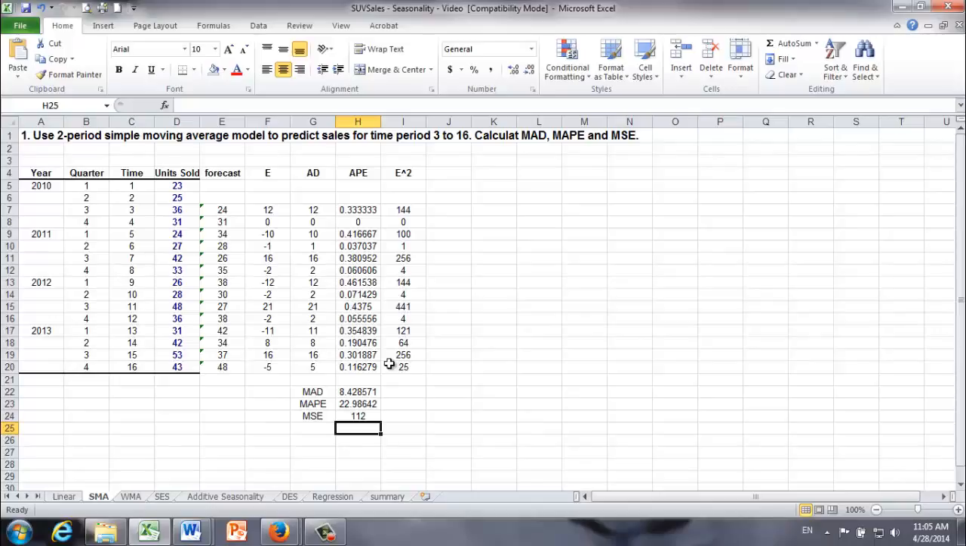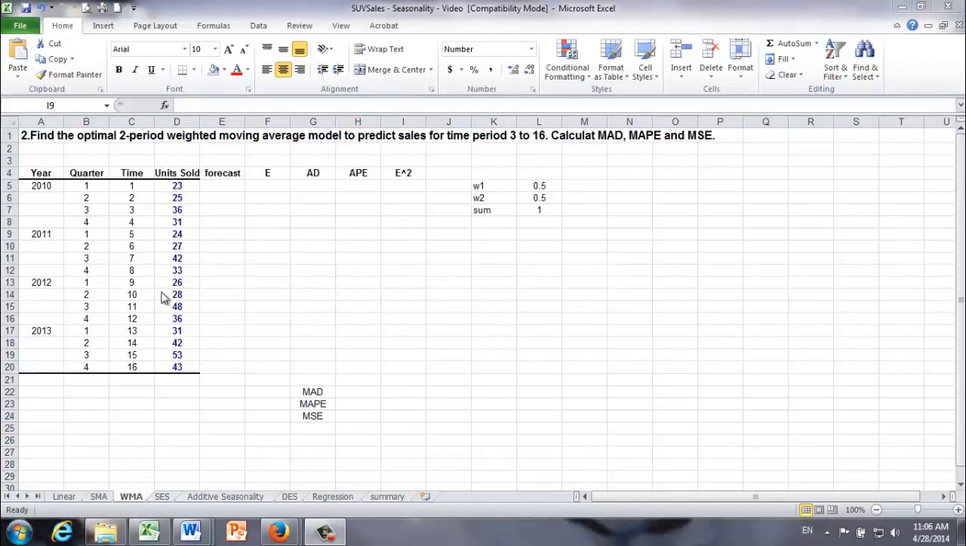Now we're done with the first question. First, we come up with forecasts based on the 2-period simple moving average model, and then we calculate MAD, MAPE, and MSE. Next, we're going to move on to the weighted moving average forecasting method.